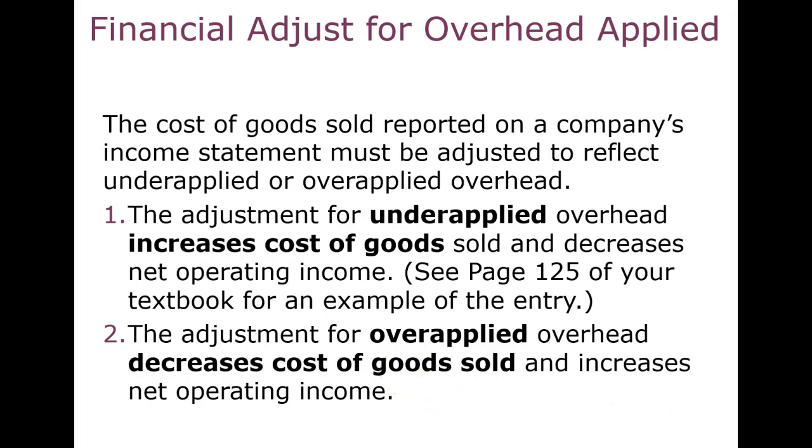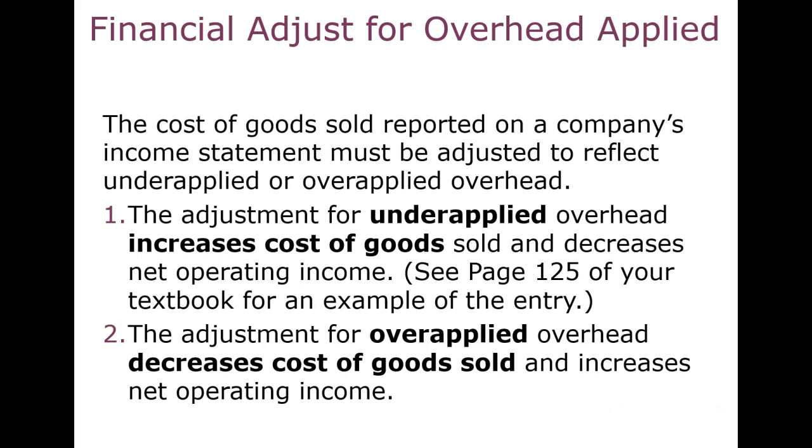Well, what we do with the under-applied or even the over-applied overhead we have at the end of the year, we run that into cost of goods sold. So I have here, see page 125 of your textbook. If you look at that page, you can pause the video here so you can find the page. But when you find the page, you'll see halfway down, number 14, we're going to debit cost of goods sold, in the book example $5,000, and credit manufacturing overhead.